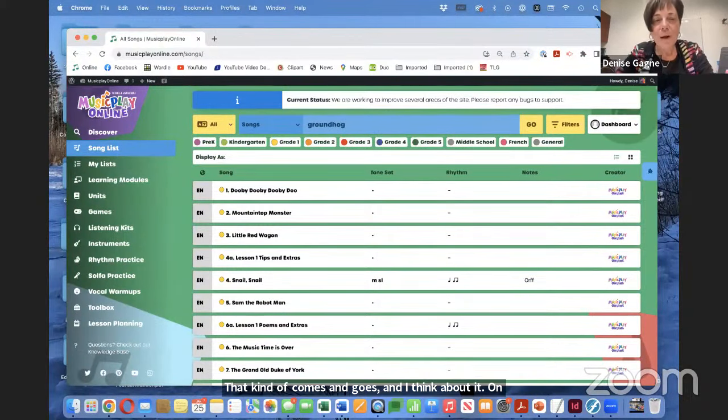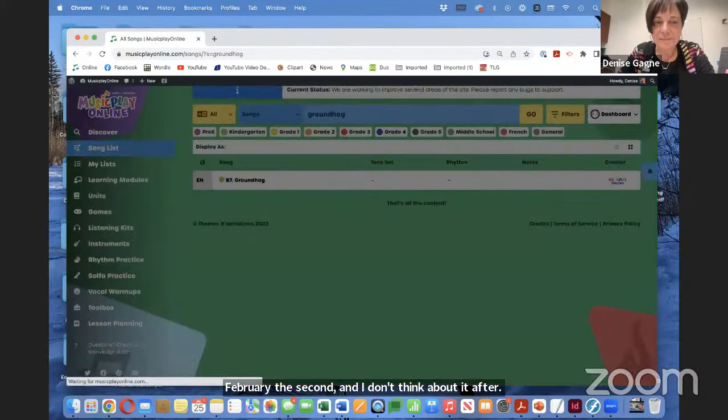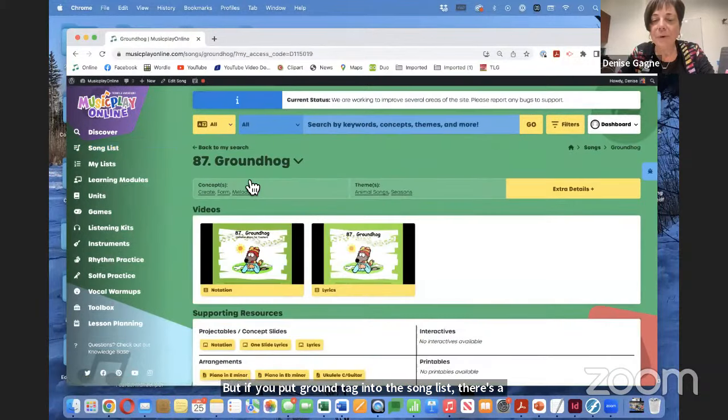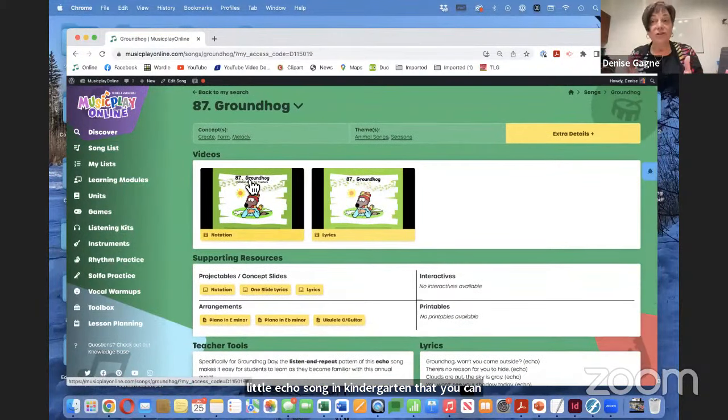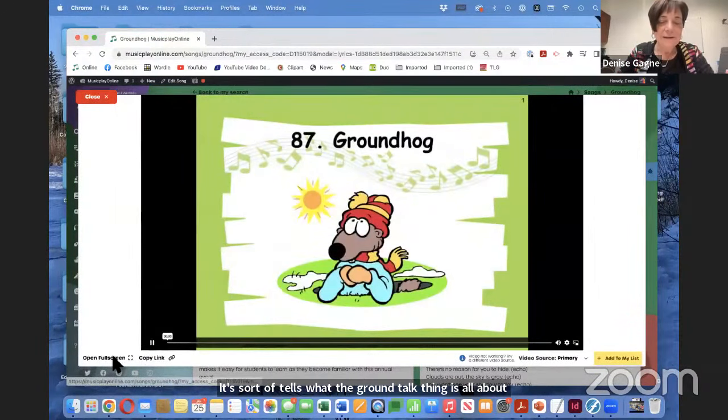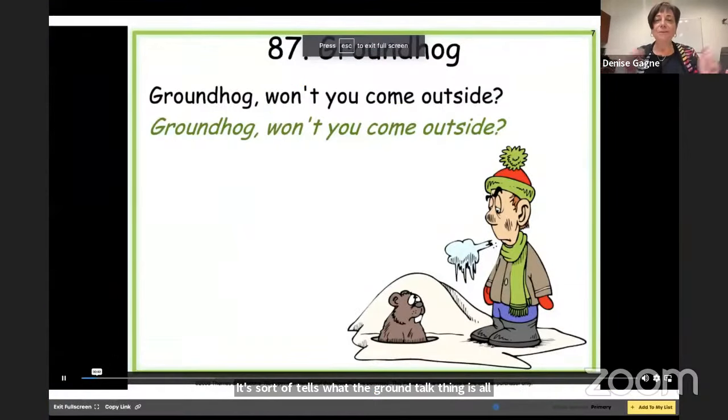But if you put groundhog into the song list, there's a little echo song in kindergarten that you can do. And it is just an echo song. It sort of tells what the groundhog thing is all about. And you sing the echoes.